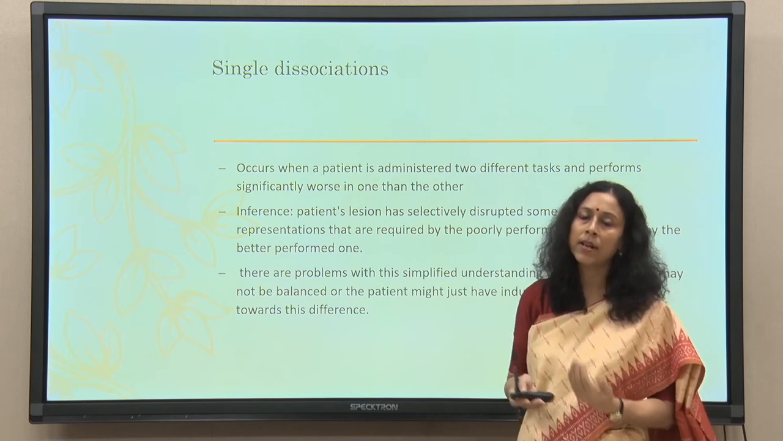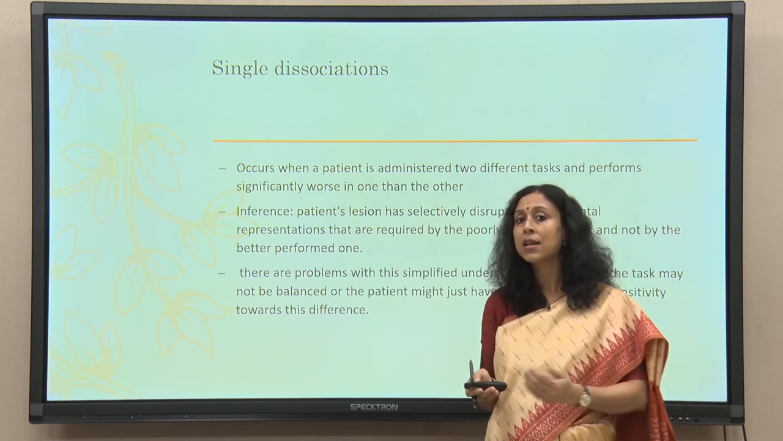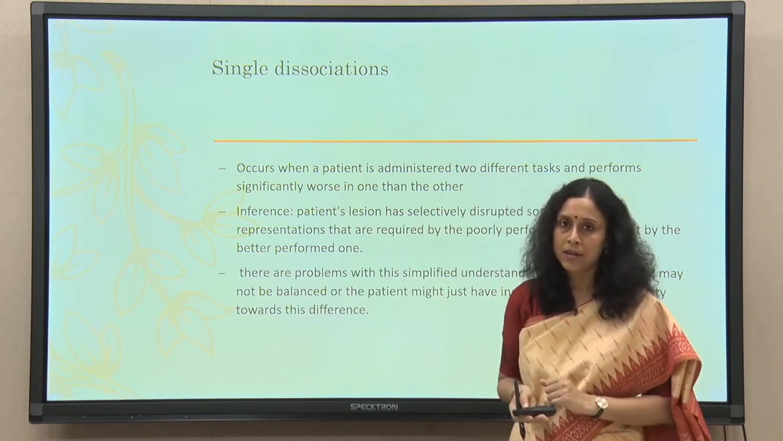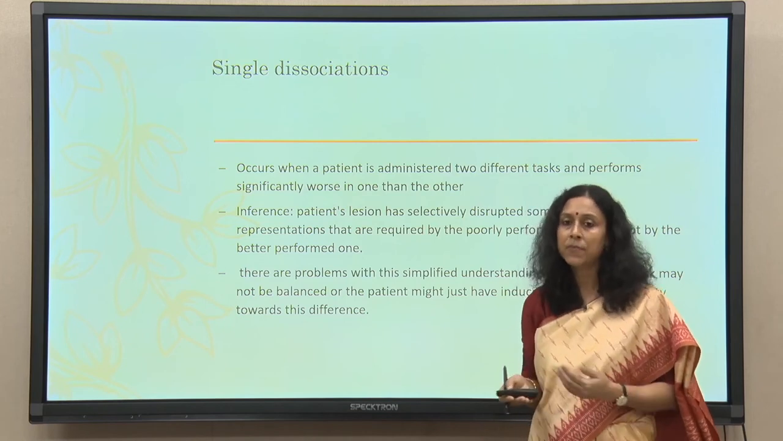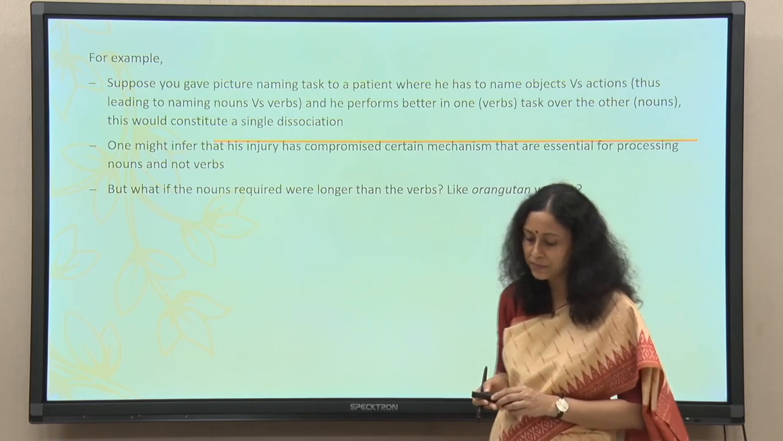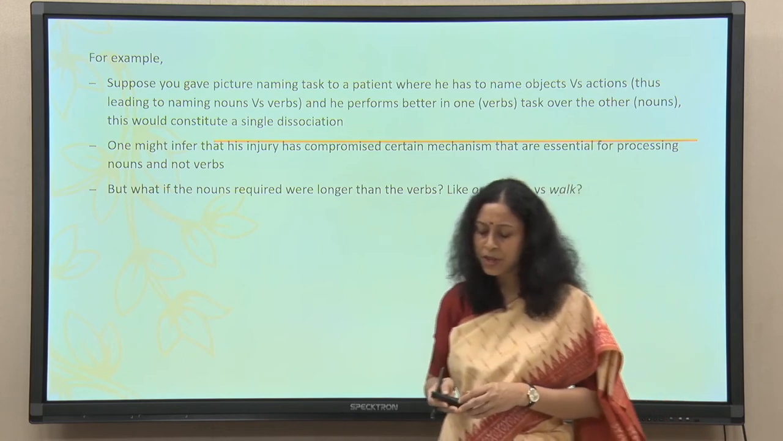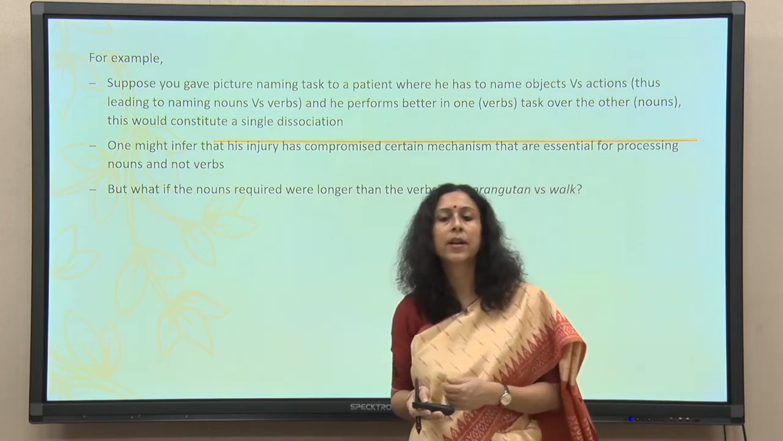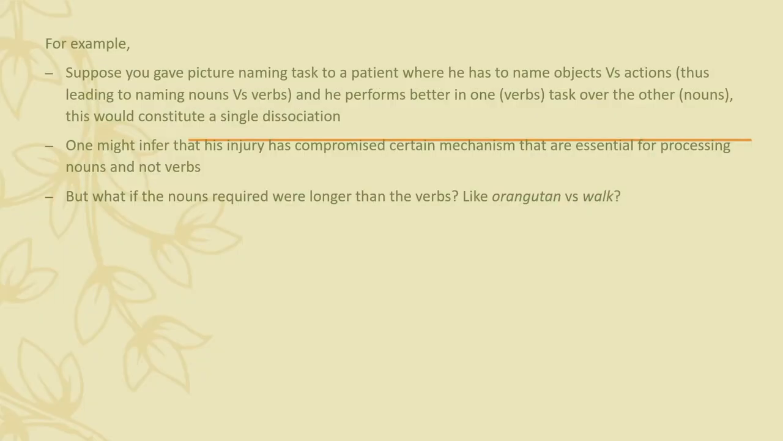So, we might be doing better with nouns as opposed to verbs and so on. What if the patient himself has some abnormality in language functions? That is one problem, and the second could be that the task may not be balanced. What we mean by that is, suppose you give a picture naming task to a patient where he has to name objects versus actions, so nouns versus verbs, and he performs better in one compared to the other. This would be a single dissociation.